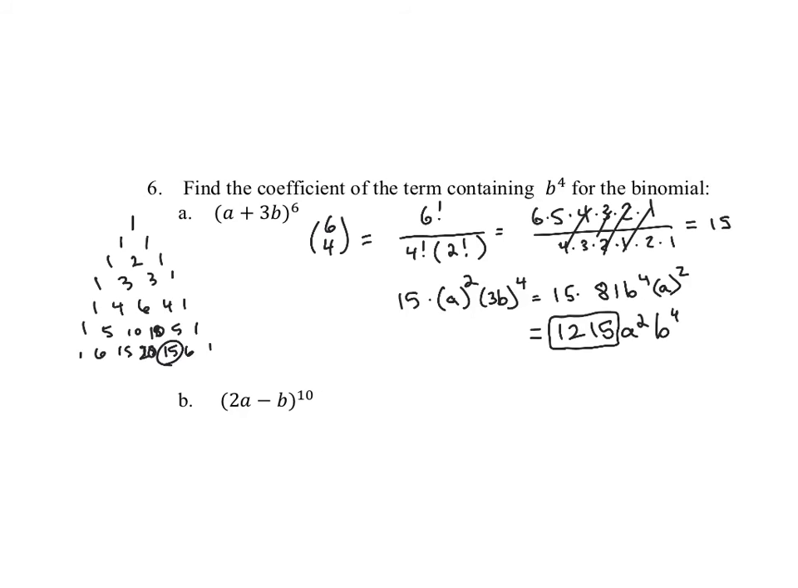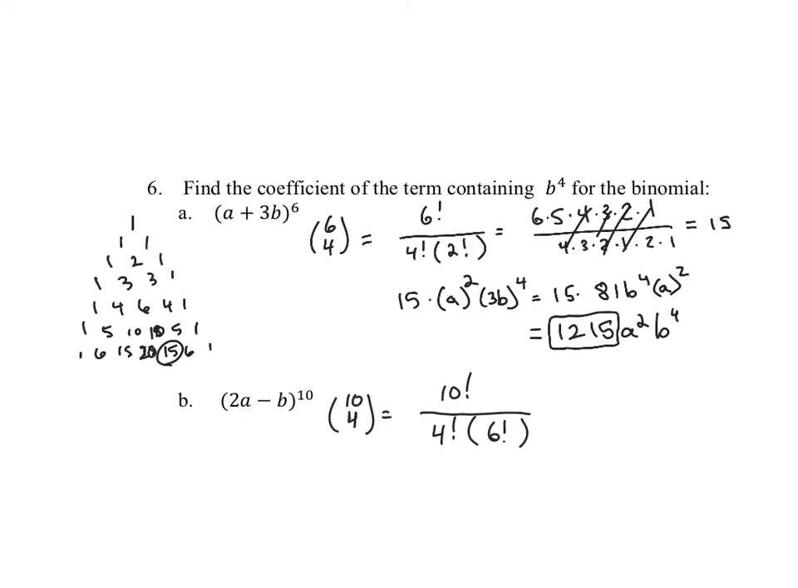For part B, if you wanted to use Pascal's triangle, you'd need 11 rows, and you can see how sometimes using Pascal's triangle can get a little cumbersome. It could still work, but if we wanted to do binomial coefficients, it would be 10 choose 4. So this is 10 factorial over 4 factorial multiplied by 10 minus 4, which is 6 factorial.